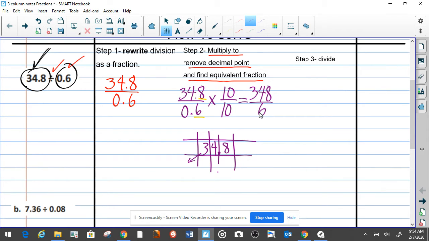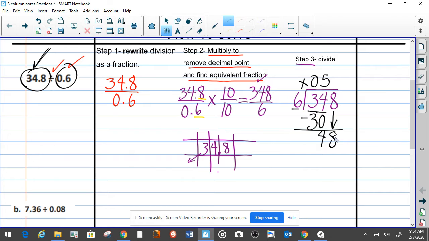So now you know that this is a division. Step number three is to divide 348 divided by 6. How many times does 6 go into 3? The answer is 0. How many times does 6 go into 34? To find the answer, you have to do multiples of 6: 6, 12, 18, 24, 30, so that will be 5. 5 times 6 equals 30, and the remainder is 4.